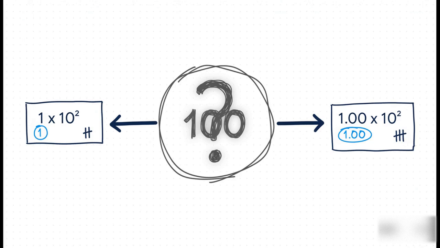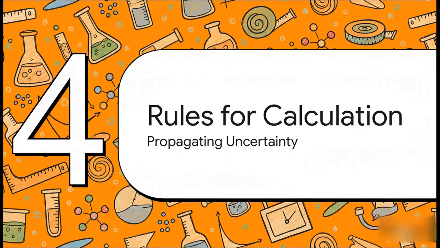But if you write 1.00 times 10 to the second, you're making it crystal clear that you have 3 sig figs. No guesswork neither. All right, section 4, rules for calculation. So now we know how to count sig figs. The next step is, how do we handle them when we start doing math? This is all about how uncertainty gets passed along or propagated through our calculations.